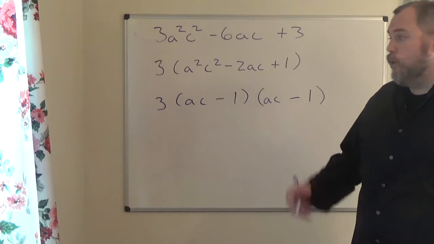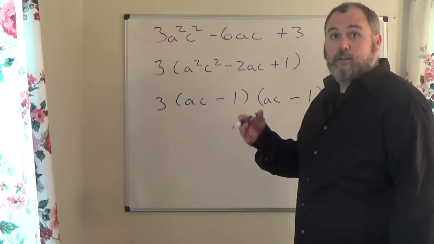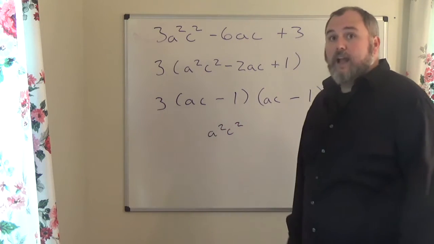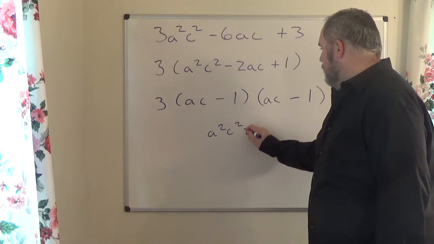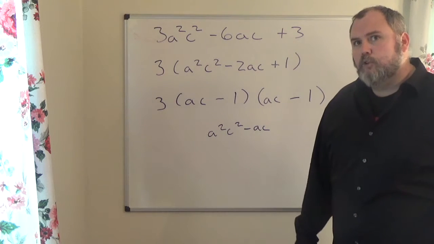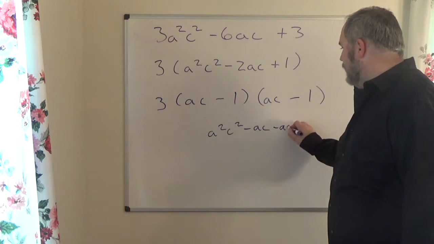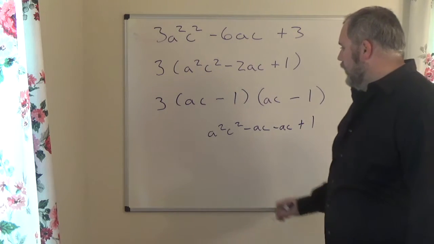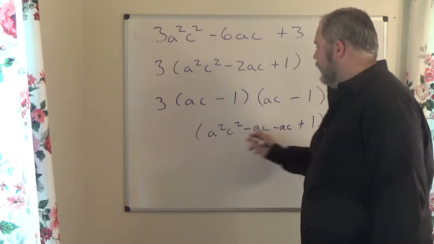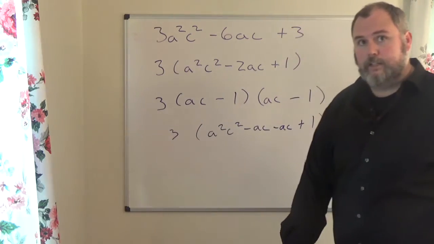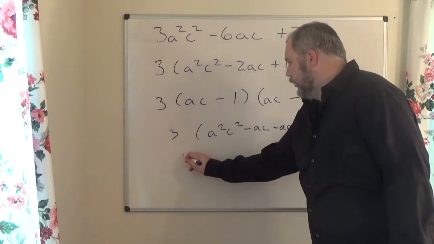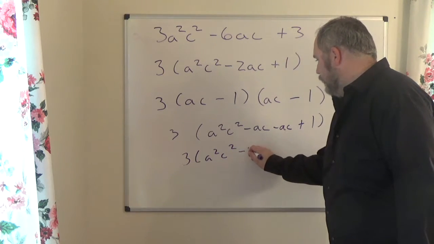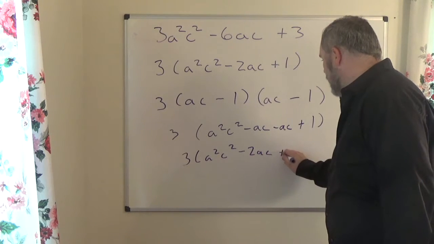So how do we do it? FOIL it. ac times ac, because we're going to do the FOIL method, is going to give me a squared c squared. I'm going to do my outer, which is going to give me minus ac. I'm going to do my inner, which gives me minus ac again. I'm going to do my last, which gives me plus 1. Alright, and I'm going to put that in parentheses because I don't want to forget my 3 over here. Okay, well, I'm going to work this all the way out. It's going to give me a squared c squared minus 2ac plus 1.